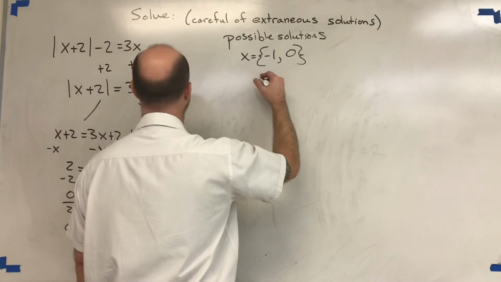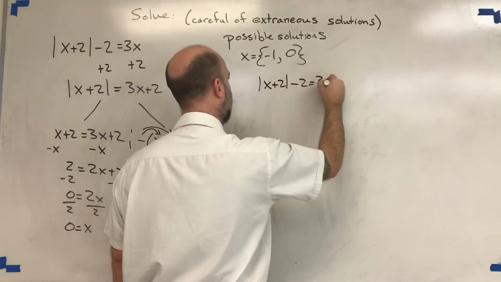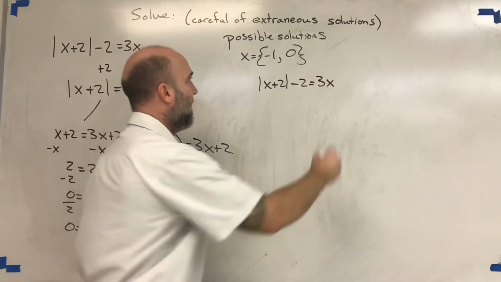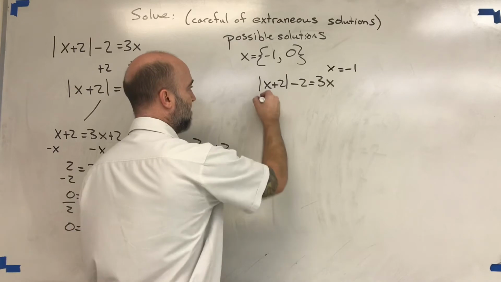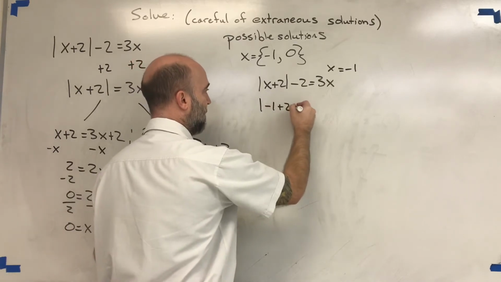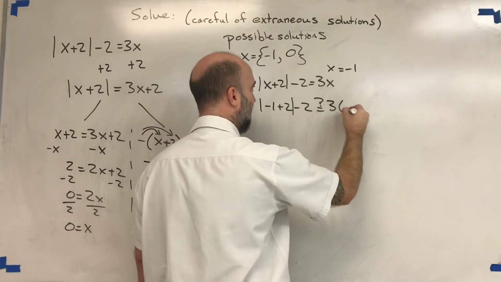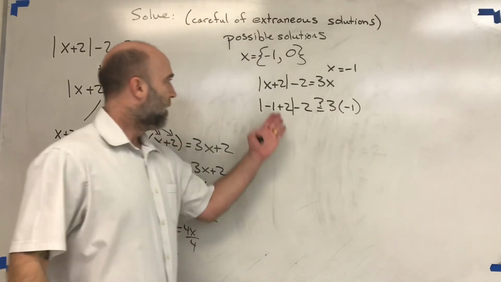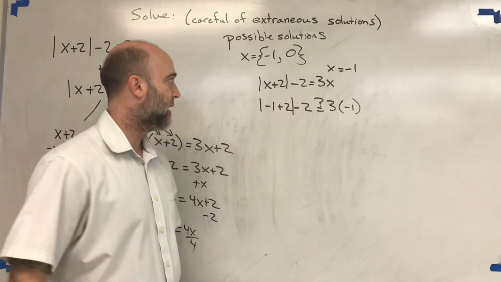So the original problem is the absolute value of x plus 2, minus 2 equals 3x. And let's go ahead and we're checking x equals negative 1 first. All right, the absolute value of negative 1 plus 2, minus 2, question mark, equals 3 times negative 1. Just want to confirm here, I'm going a little bit quickly. And yes, everything looks okay on this side.